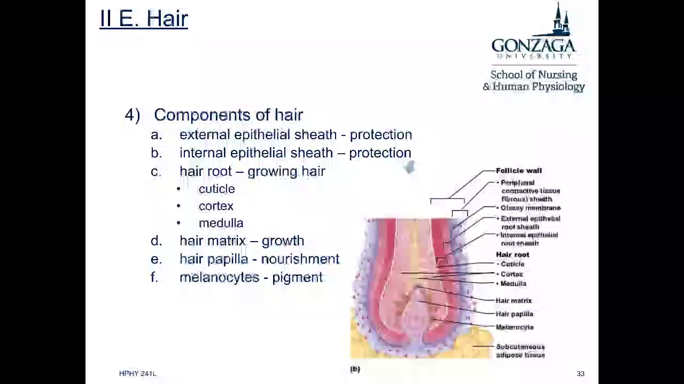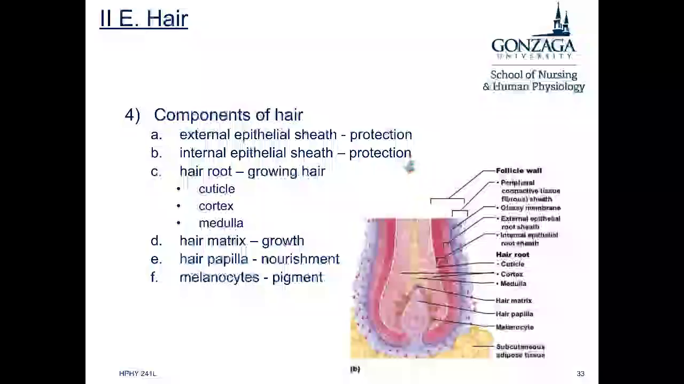So let's go over a few structures of a hair. We're talking the root here, and you have a layer that's called the external epithelial sheath and the internal epithelial sheath that are providing protection to the growing hair. Then you have this area within here that's called the root, and there's a very thin cuticle layer here, and moving deeper inside you have a cortex area, and then the innermost part of the hair is called the medulla.